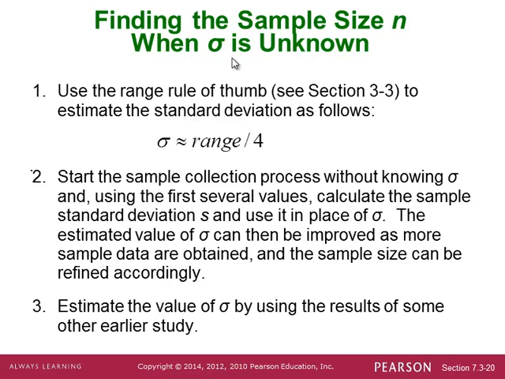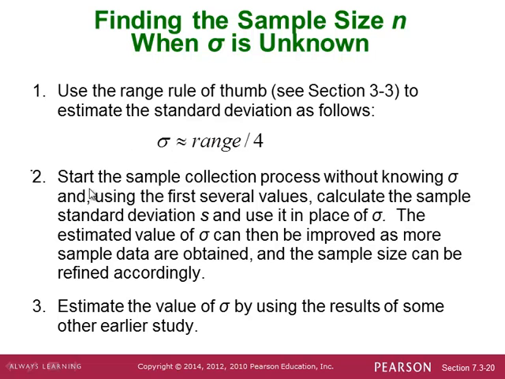You could use the range rule of thumb that says if you were to be looking at some previous sample, then you could take the range, which is the largest minus the smallest value from that sample, and divide by 4. And that's a good estimate for sigma. So that's one thing that you could do.